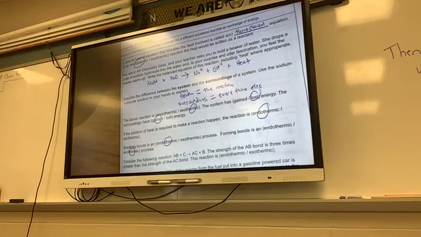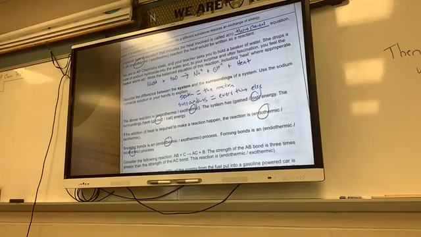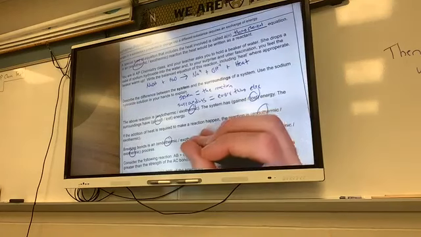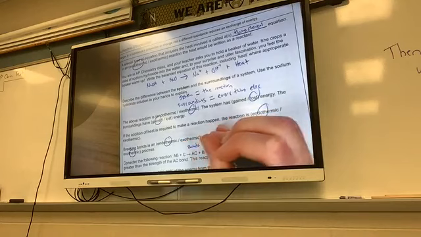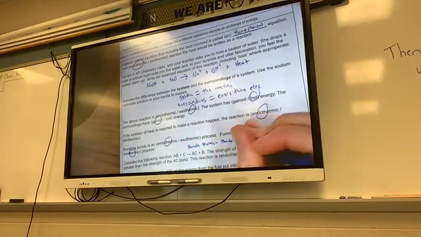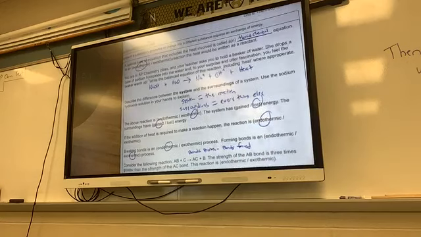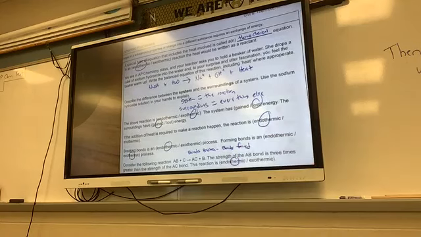Consider the following reaction. AB plus C yields AC plus B. The strength of the AB bond is 3 times greater than the AC bond. Therefore, this reaction is endothermic or exothermic? Remember, when you're doing bonds, it's bonds broken minus bonds formed. This is the only one that is reactants minus products. So knowing that, is this endothermic or exothermic? Endothermic, right? Because I'm going to have a larger number on the left than the right.